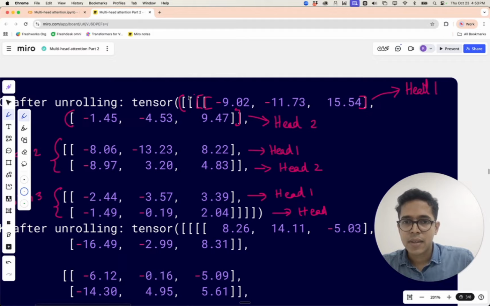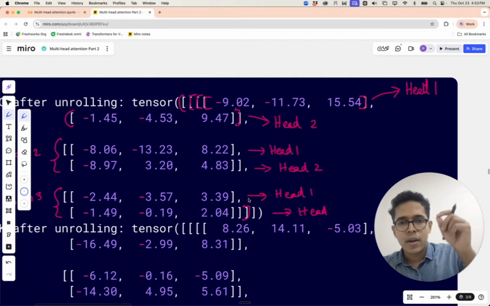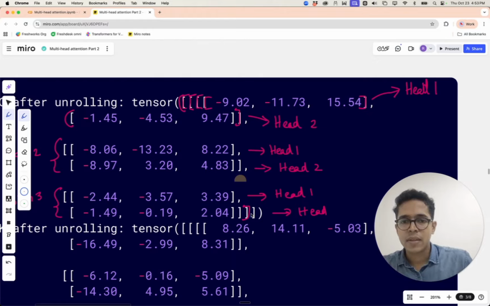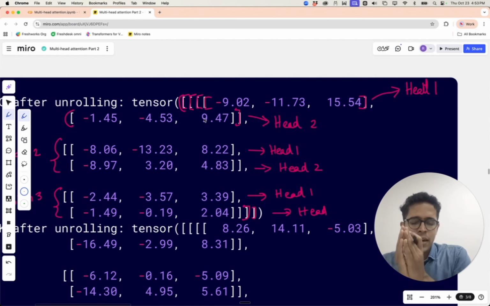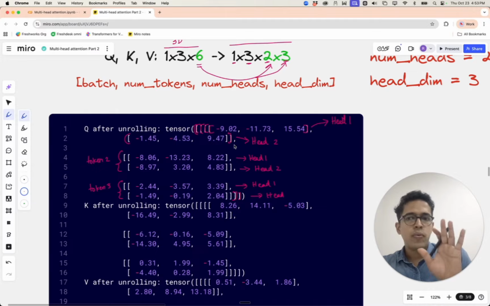Third bracket is wrapping around 1, 2, 3, all the 3 input vectors. Fourth bracket is wrapping around your batch dimension. So you will see 4 pairs of opening and closing brackets, like starting from innermost to outermost brackets. So these brackets signify a 4-dimensional tensor. Now, so far, so good.